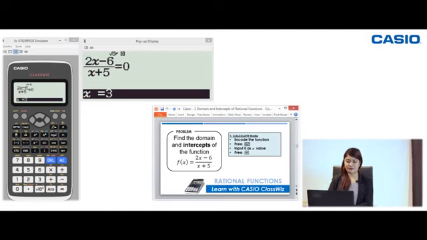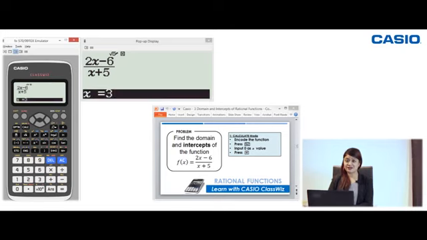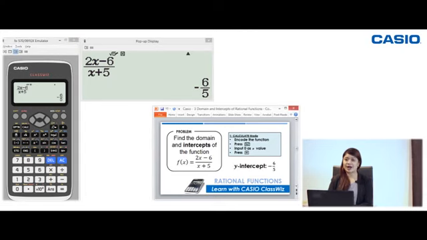For the y-intercept, we encode the function and substitute x is equal to 0. So I can just press the arrow key, input the function 2x minus 6 over x plus 5. Press calc and input the value of x equals 0. Press the equal sign and we get negative 6 over 5, which gives us the y-intercept.